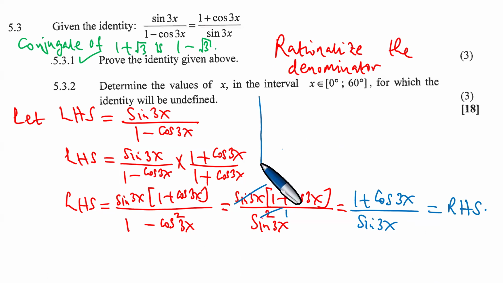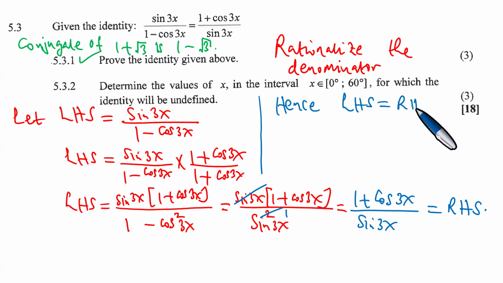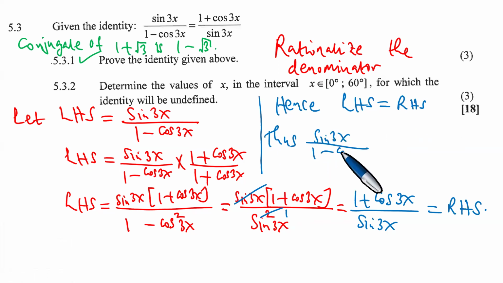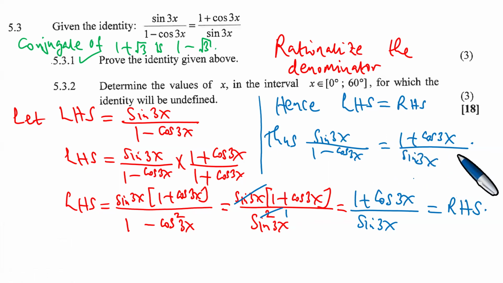And so we can conclude and say hence the left and the right are equal to each other. Hence the left-hand side equals the right-hand side of the trigonometric equation. Thus, the sine of 3x divided by 1 minus cosine 3x is equal to 1 plus cosine 3x divided by sine 3x. Like so. And this is the answer to this. Any question, Janelle? Any suggestion? No suggestion. Okay, good.